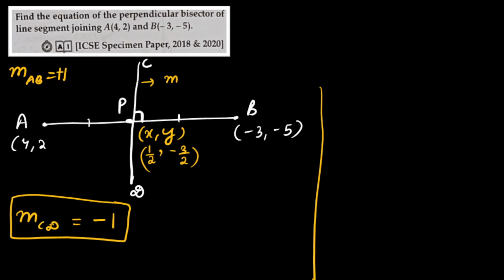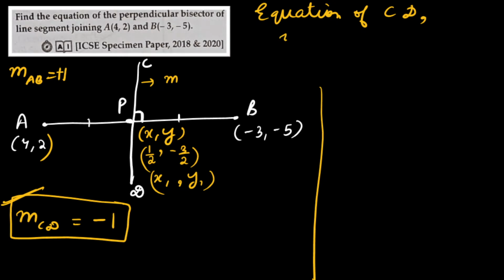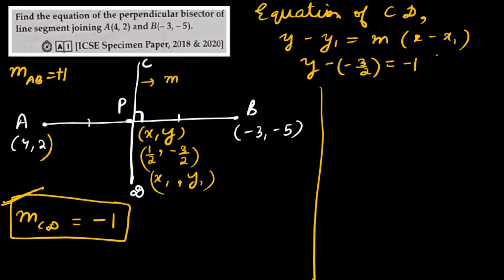In point form, I am using the slope of CD, which is minus 1, and the coordinates of point P, because this point P is passing through line CD. So I am just finding the equation of line segment CD. Point form: y minus y1 is equal to m into x minus x1. y1 is minus 3 by 2, m is equal to minus 1, and x minus x1, x1 is 1 by 2.